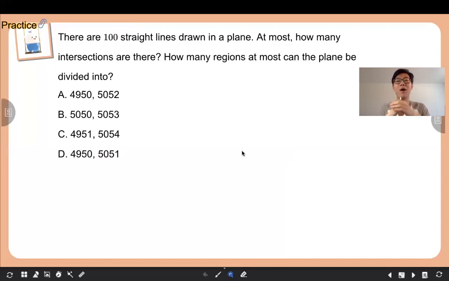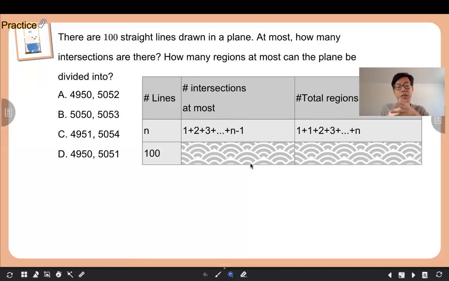Oh, why didn't Teacher Michael show you those choices before? Because we want to know how we should arrive at the answer by ourselves, not being influenced by those multiplication choices. So let's do it. Remember, we just developed our formula if we are given n lines. So our expression should be like this: 1 plus 2 plus 3 all the way to n minus 1. And here we have n is 100.